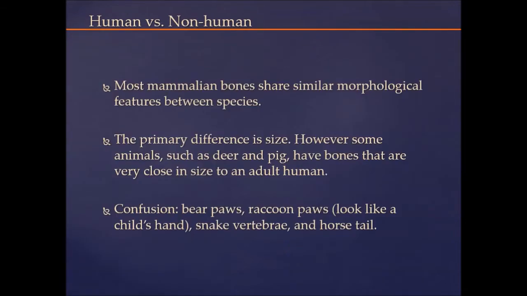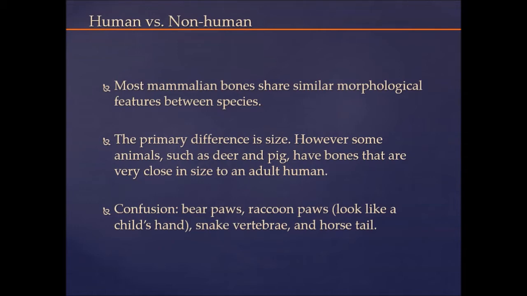Most mammalian bones share similar morphological features between species. That is, every mammal, from bats all the way up to horses, is going to have a humerus bone. They're all going to have a radius and an ulna. They're going to have the same bones of the mouth, a mandible, for example, maxillae, the nasal bones. They're all there. Some may be fused a little differently than others, and there's certainly going to be different sizes and shapes. That's the important part to pay attention to.